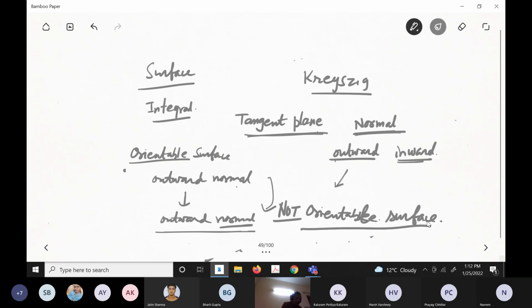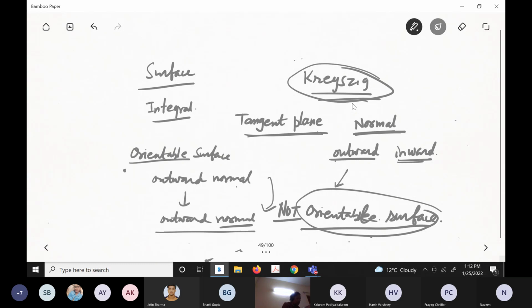In differential topology and differential geometry, they basically handle orientable surfaces. Non-orientable surfaces are difficult to deal with. So that's why the Mobius strip is famous. Make sure you read on your own something on the Mobius strip. You can read from any book. Some nice short description is there, and you can read from the net. So the Mobius strip is not orientable. That's why it is famous.